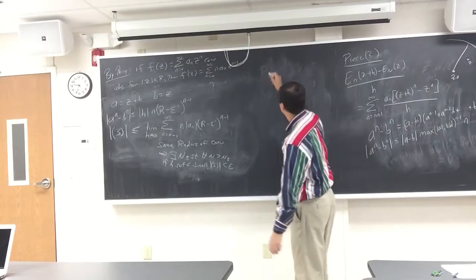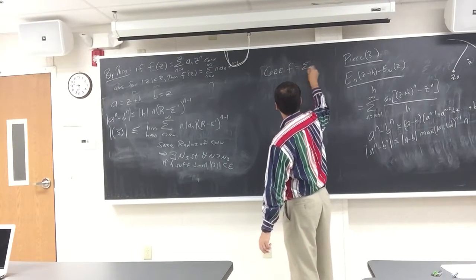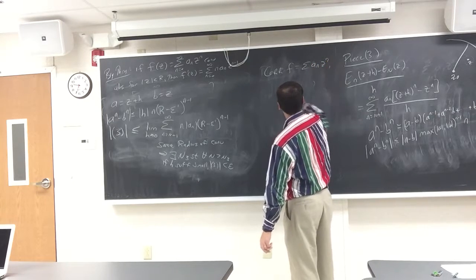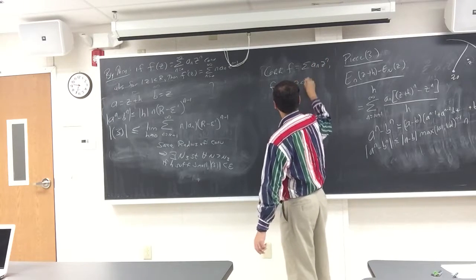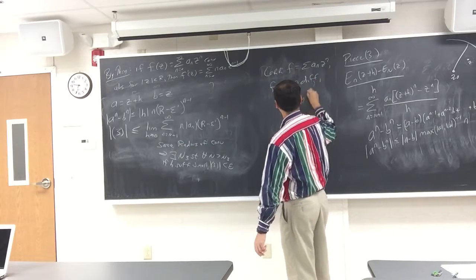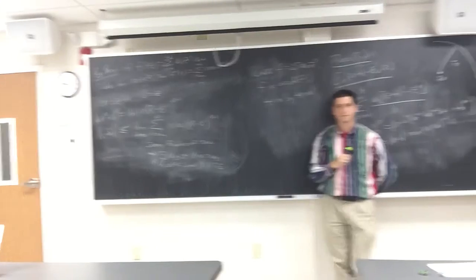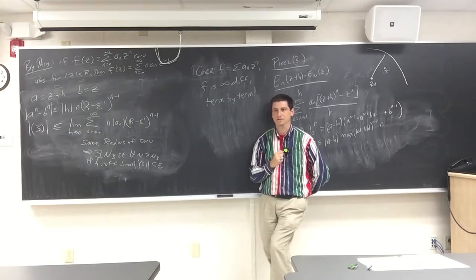So, corollary: f equals the sum of a_n z to the n. F is infinitely differentiable term by term. That's really nice.